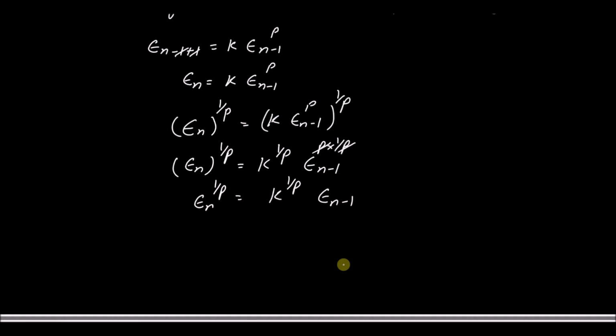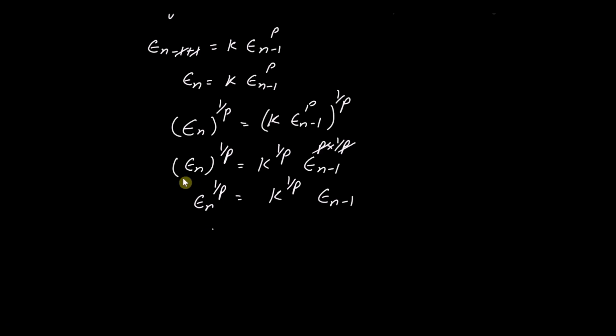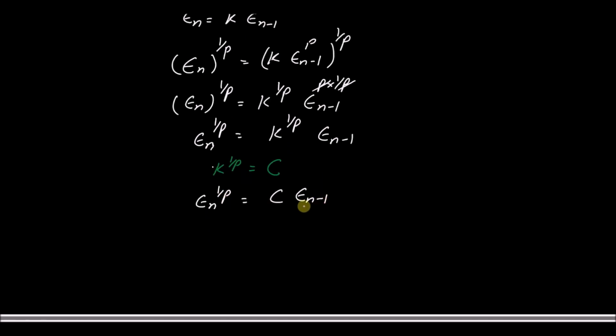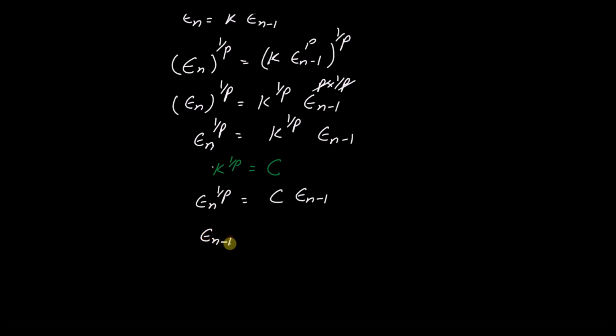So we know that K is the constant of proportionality. So we are just replacing K to the power 1 over P with C. Our equation will become epsilon n to the power 1 over P equals C epsilon n minus 1. From here we need to separate epsilon n minus 1, so epsilon n minus 1 is equal to 1 over C and epsilon n to the power 1 by P. So we call it our equation 3.